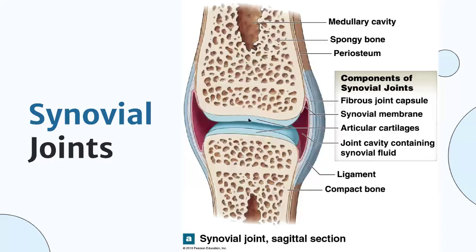Then you have your joint cavity, which is this free space over here on the sides and in the middle. Within the joint cavity, you have synovial fluid. So, joint cavity containing synovial fluid. Next, your fibrous joint capsule is going to be in between your periosteum, which is this more vibrant blue, and the synovial membrane. So, fibrous joint capsule is in the middle of that over here, that second layer.